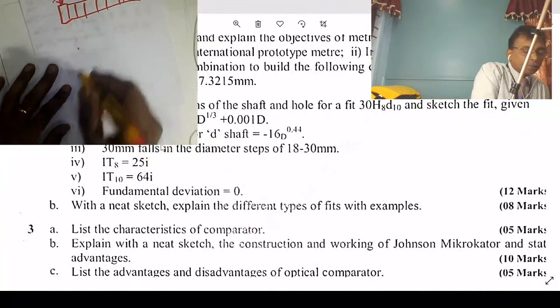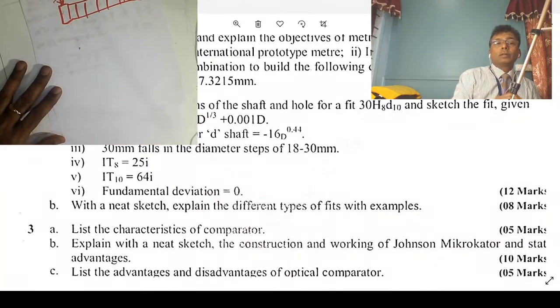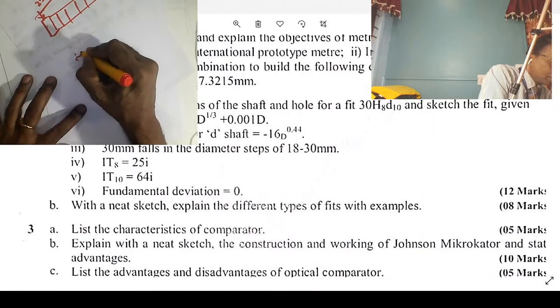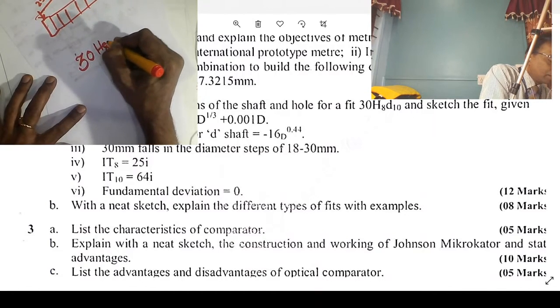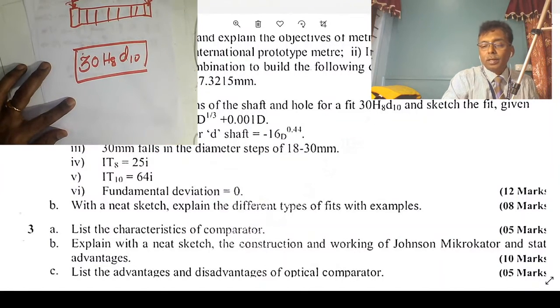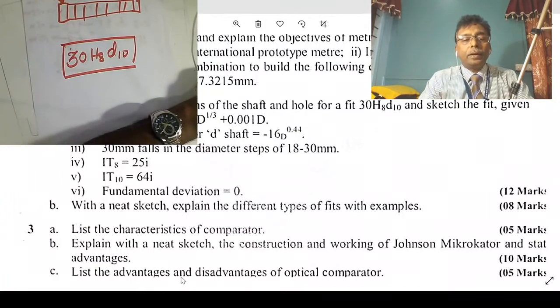Let us solve the problem. I will read the question paper for you. The question paper says, determine the dimension of a shaft and a hole for a fit of 30 H8 D10. 30 H8 D10. Let me see the alignment. Okay, it's visible, right? 30 H8 D10. Let me enlarge my view here. Let me solve this.